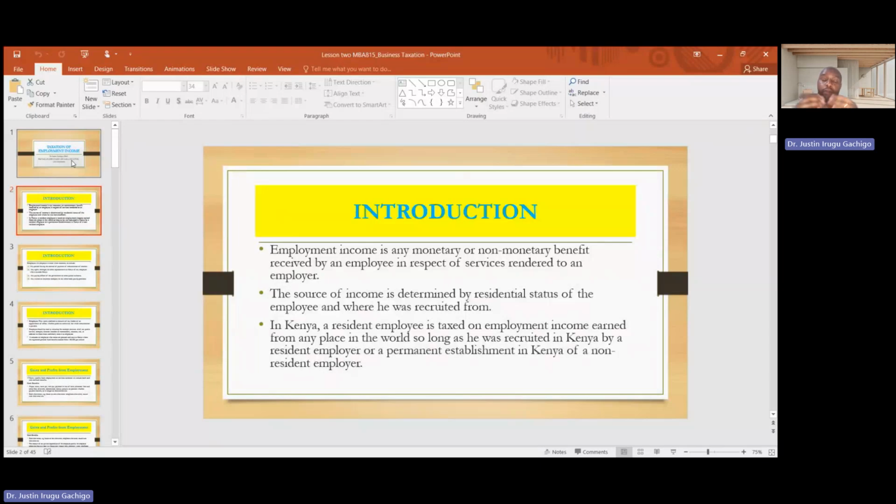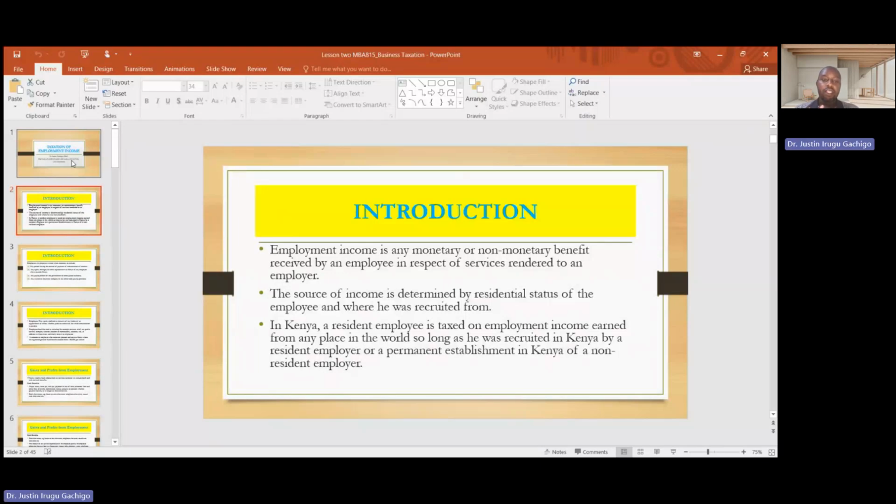Sometimes your employer may pay for you a cab. That is employment income. Your employer may give you some lunch. You may be given some air time, some passages, you may be given overtime. Any benefit from your employer, that is what we refer to as employment income.